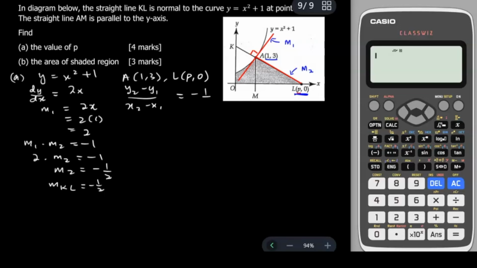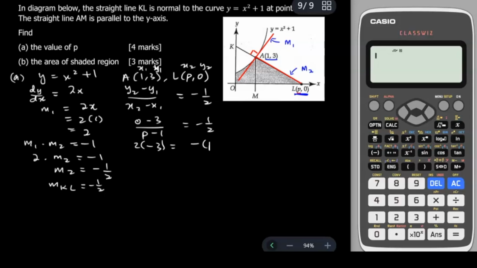Okay, it is equal to negative half. Let's say this is x1, y1, and this is x2, y2. So just substitute inside. 0 minus 3 over p minus 1 is equal to negative half. So -3 equals to, okay, the 2, you can bring it up like that.